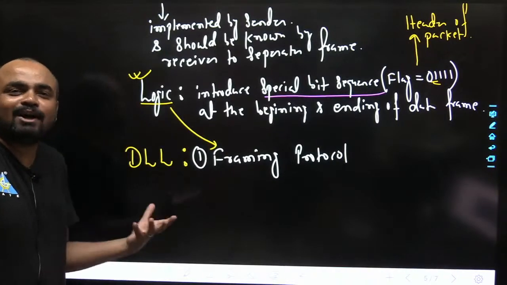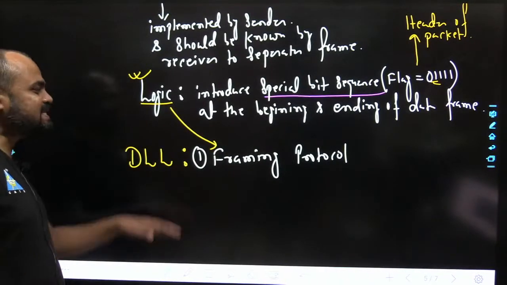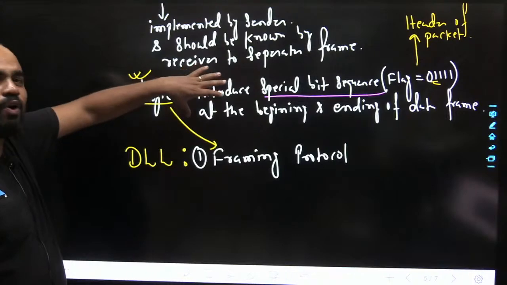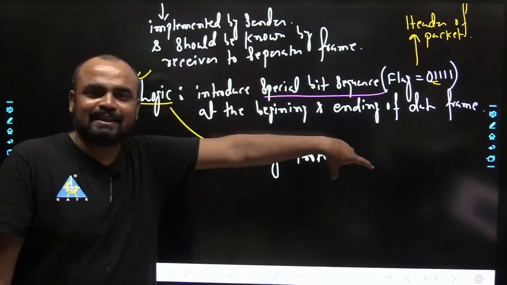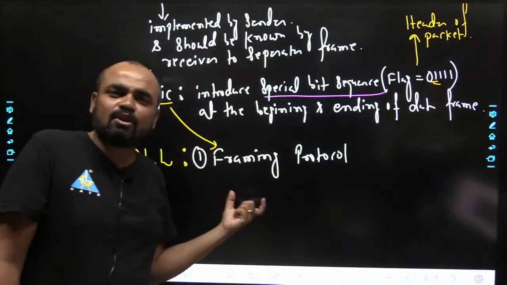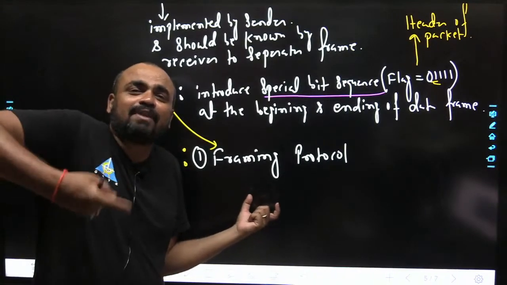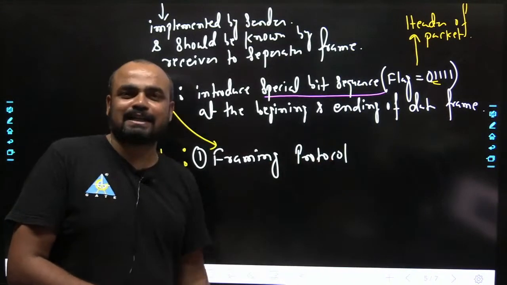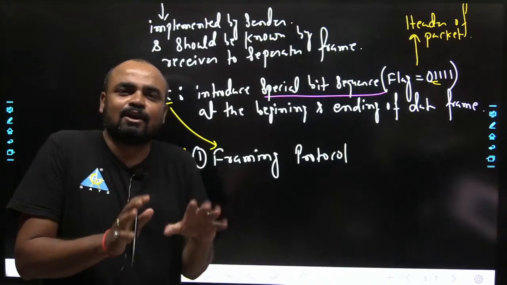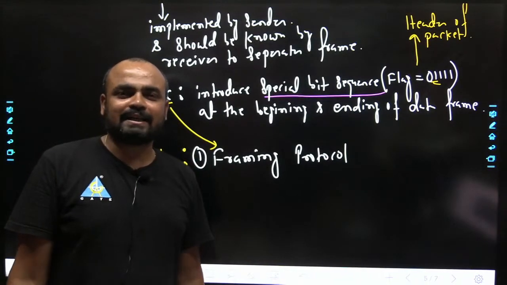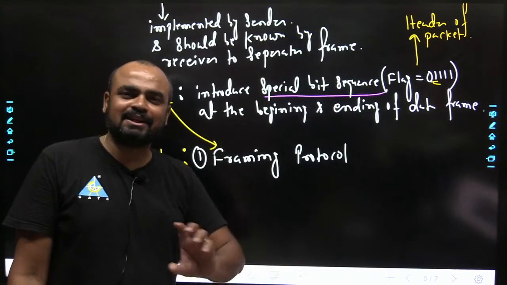We are implementing a logic. So we basically assign a name to this protocol, which is called the framing protocol. Framing means creation of a frame. So for creating a frame, we are basically giving a logic. Protocol is nothing but a logic. Got it, everyone? Is that clear?